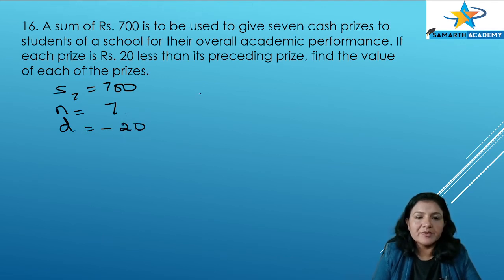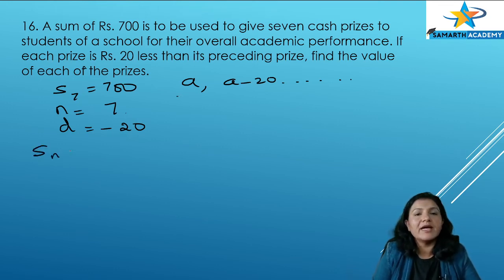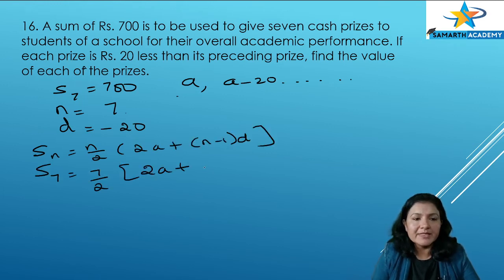So let the first term be A. So the second term will be A minus 20 and so on. So we need to find the term. So we have to find the first term. We know the formula Sn is equal to n by 2, 2a plus n minus 1 into d. 2a plus n minus 1, that is 6 into minus 20.